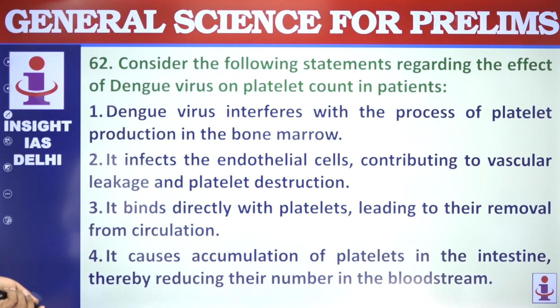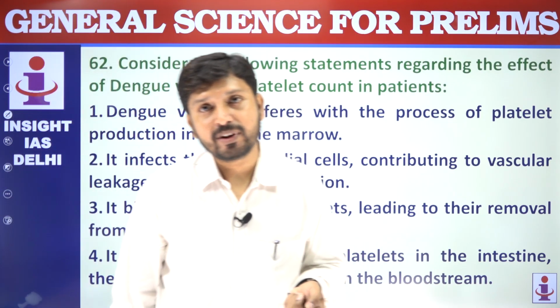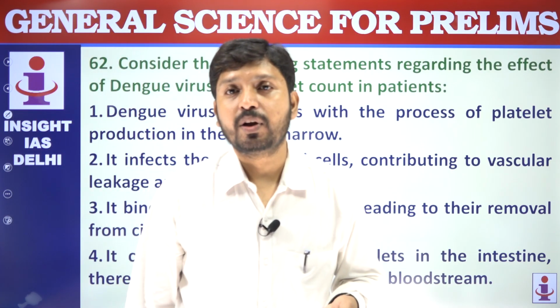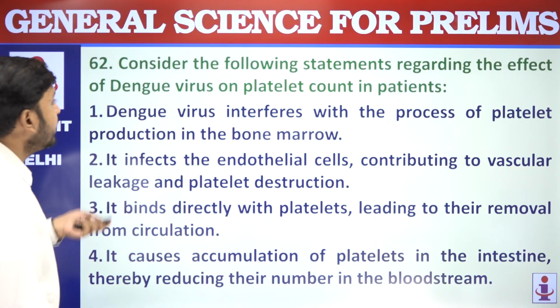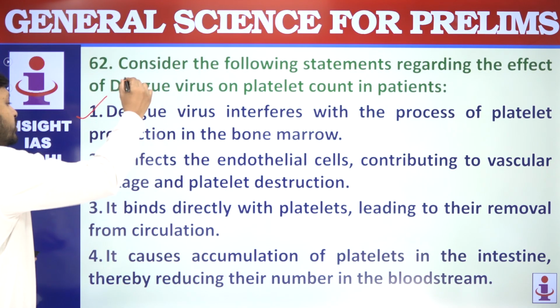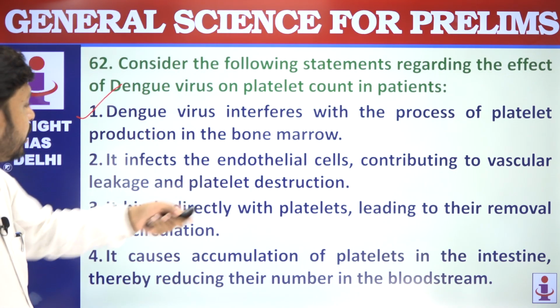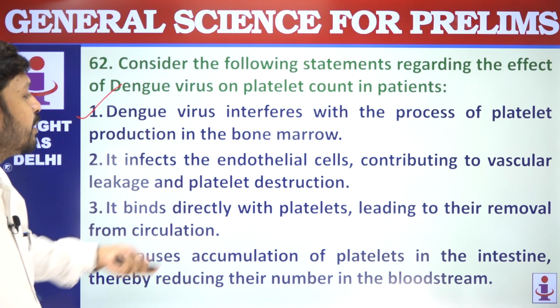Consider the following statement regarding the effect of dengue virus on platelet count in the patient. So we know, right, when dengue is occurring, either internal bleeding will occur, or the platelet count will fall, all these things. We'll see what are the reasons. Dengue virus interferes with the process of platelet production in the bone marrow. Yes, this is true. It infects the endothelial cells, contributing to vascular leakage and platelet destruction.